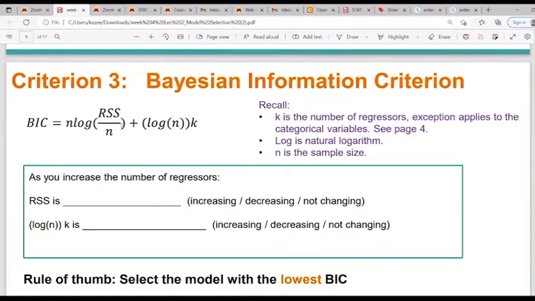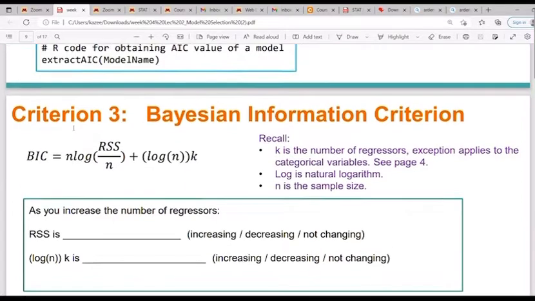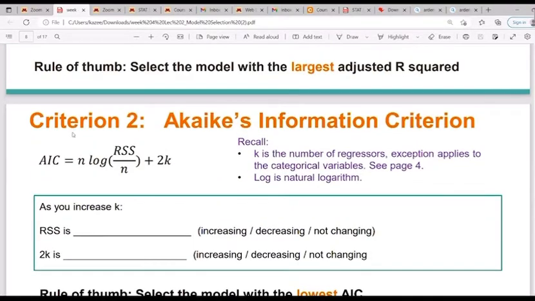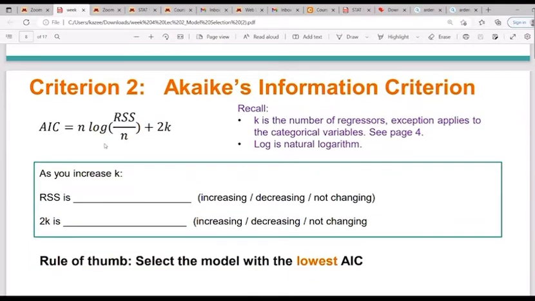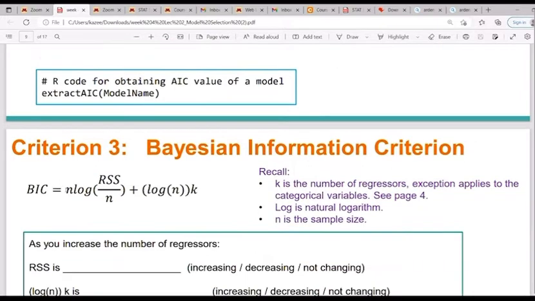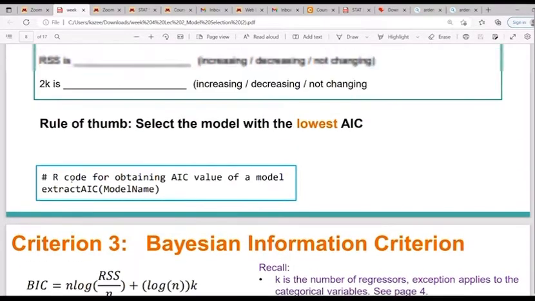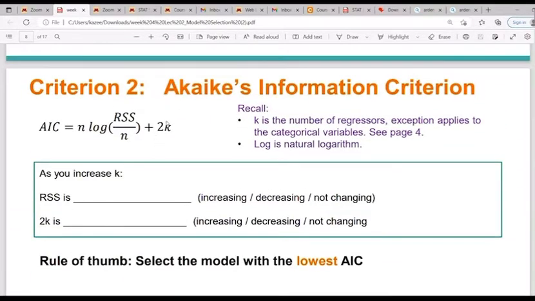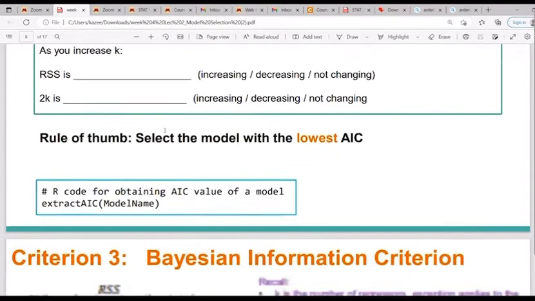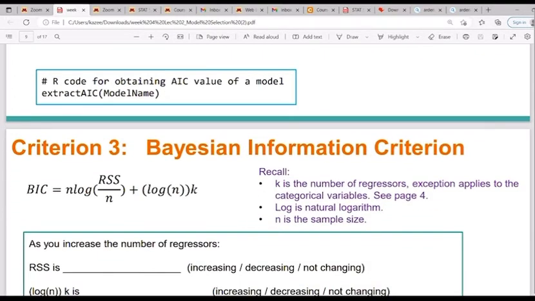Now I want to go to the third criterion, which we call the Bayesian information criterion. If you compare the Bayesian information criterion with the Akaike information criterion, you're going to see that here, they have the same form. But when you take a look at the other side, this is 2 multiplied by K, while right here it is log n multiplied by K. The log n is replacing 2. That is the difference between the AIC and the BIC.